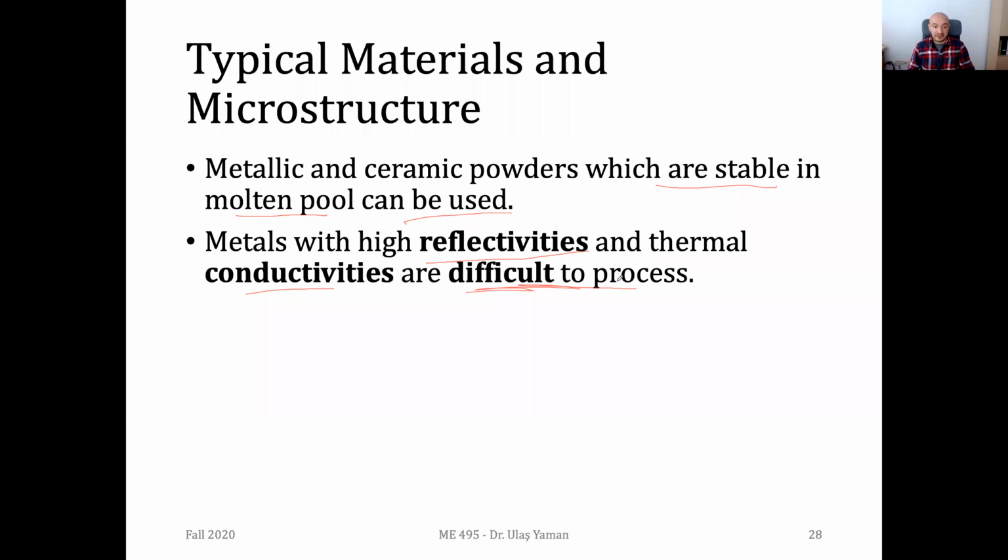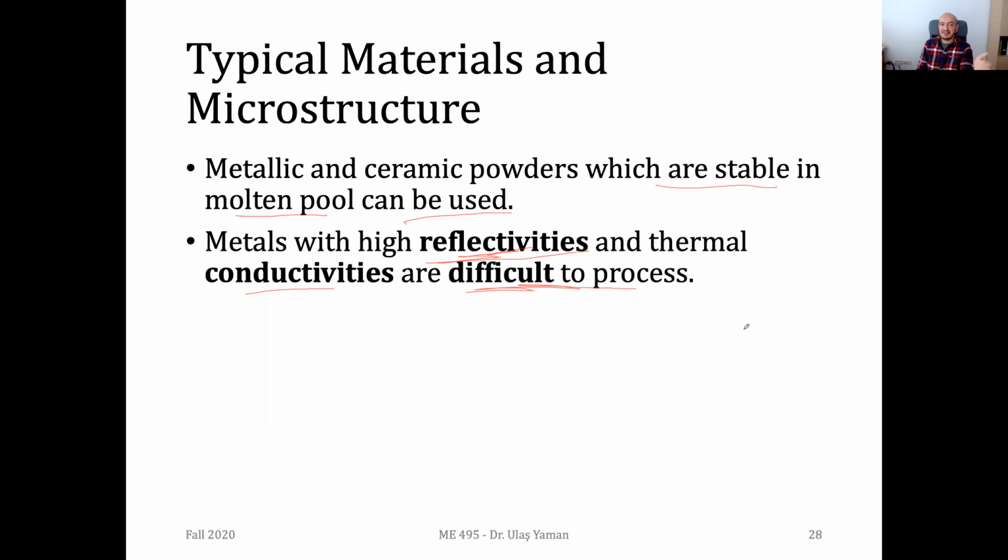Yes, since if it has high reflectivity, then some of the laser power will be reflected away and the thermal energy will not be actually distributed in that molten pool. In that case, your energy level will be less than the critical energy level. What about thermal conductivity? Again, we have a similar issue.